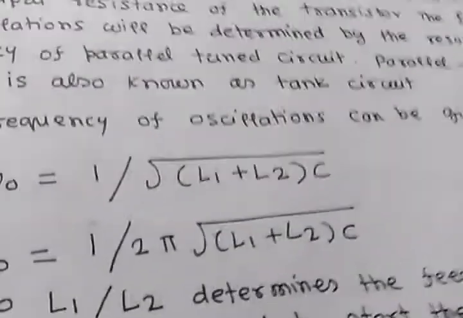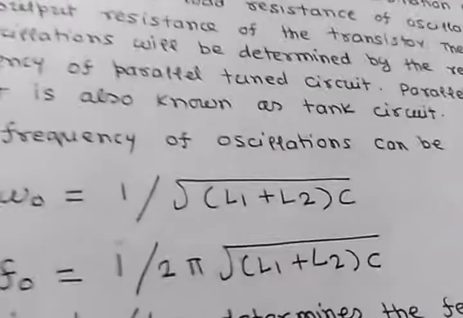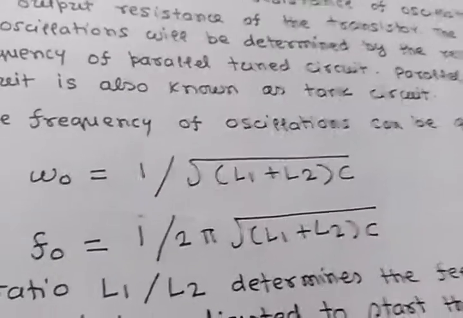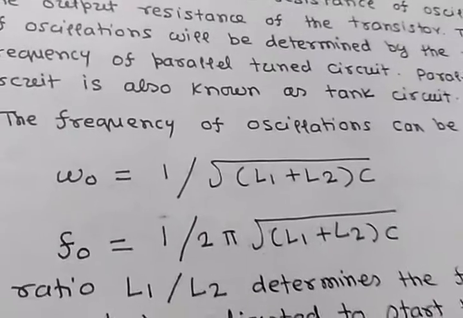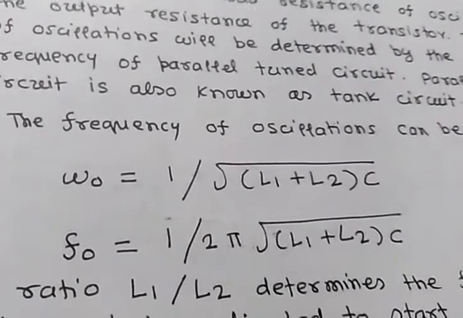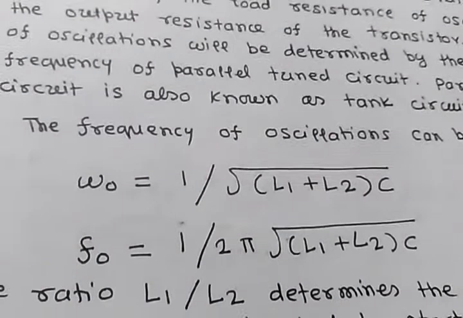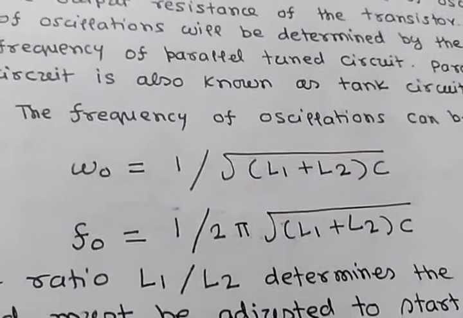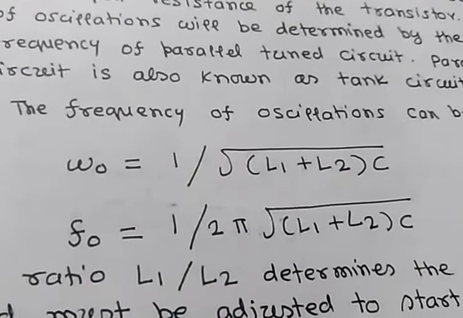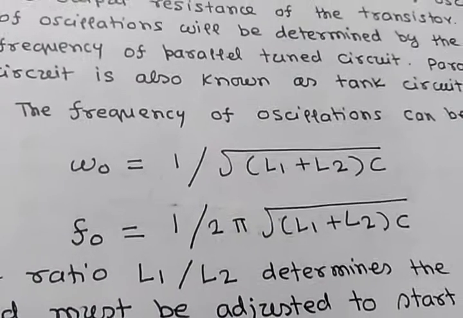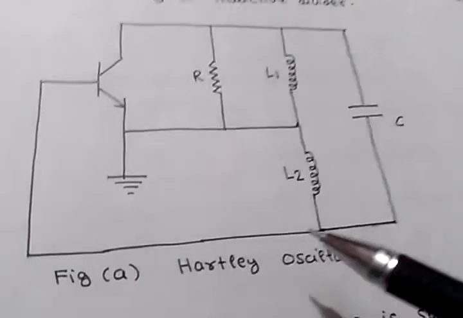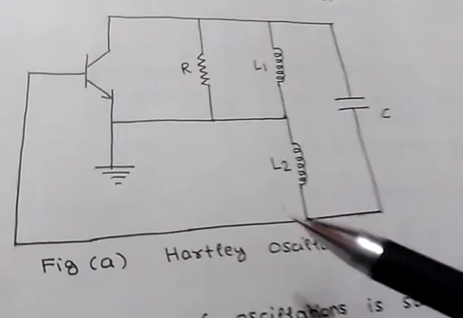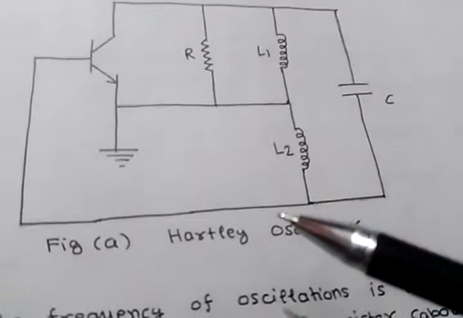We already know that in any parallel resonant circuit, any parallel tank circuit which has inductance L and capacitance C, the resonant frequency is given by 1 upon 2 pi under root LC. And in this circuit, L1 and L2 are connected in series, so the equivalent inductance will be L1 plus L2.